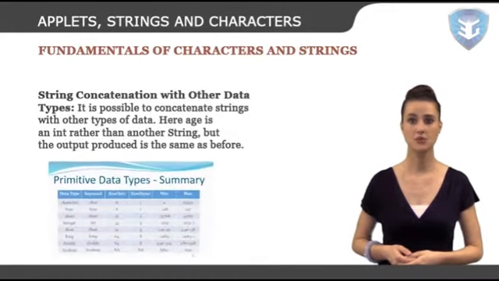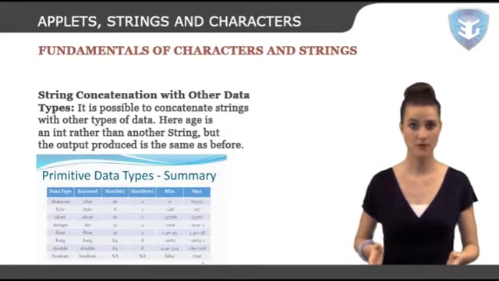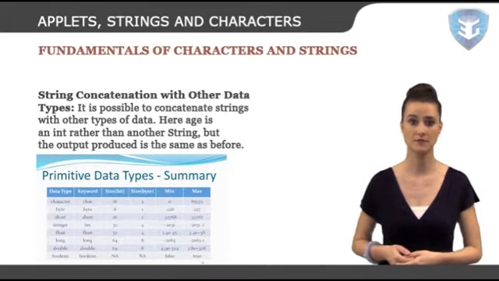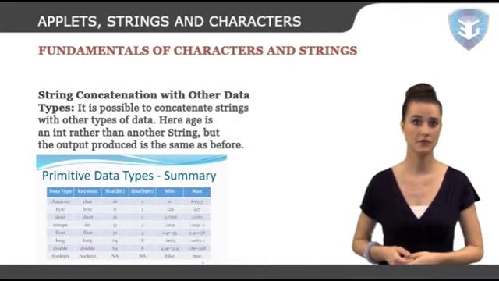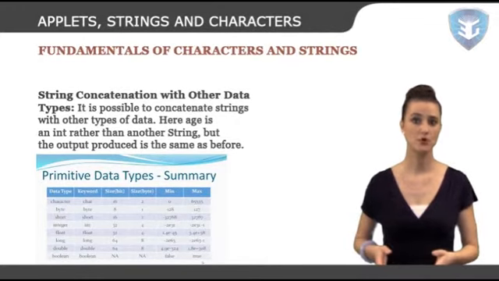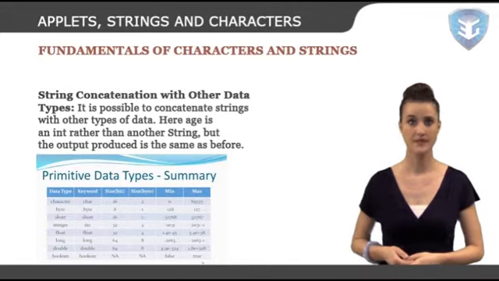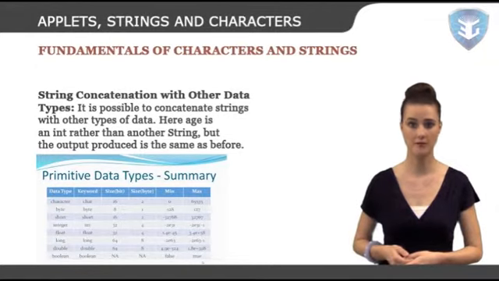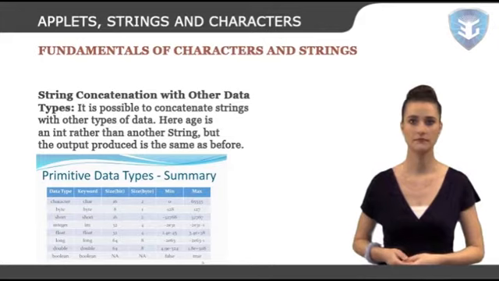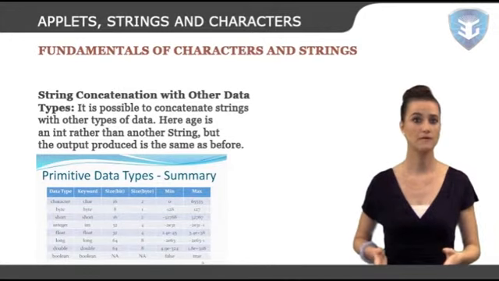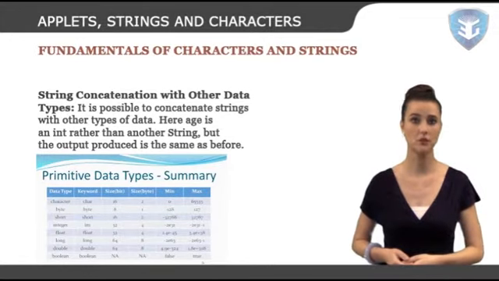String concatenation with other data types. It is possible to concatenate strings with other types of data. Here age is an int rather than another string, but the output produced is the same as before. This is because the int value in age is automatically converted into its string representation within a String object. This string is then concatenated as before. The compiler will convert an operand to its string equivalent whenever the other operand of the + is an instance of String.